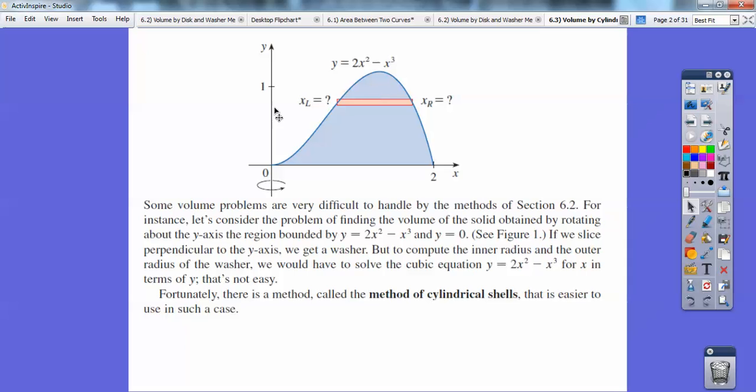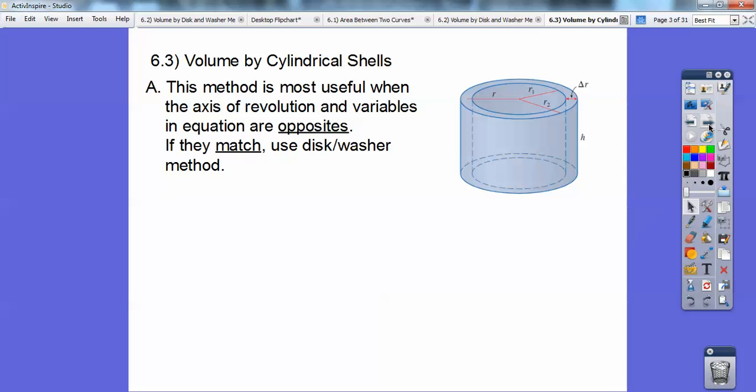But the inner and outer radius is going to be kind of hard to solve because you have to solve this in terms of x equals y squared, because when you're revolving it around the y-axis, you've got to have an x equals y equation. So to solve this for x makes it really difficult, you guys. So what happens when this case happens is cylindrical shells, the new method I'm going to show you in this lesson, it becomes really useful.